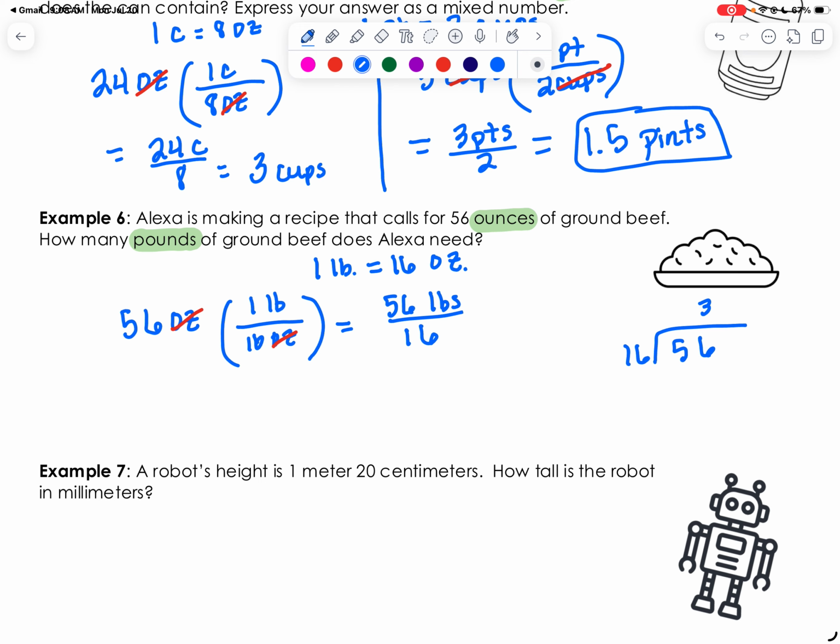Well, I know 16 times 3 is 48. Let me add a 0 here. Let's see if I subtract that. That would be 8 and bring down the 0. I know 16 will go into 85 times. So this would be 3.5 pounds of hamburger.